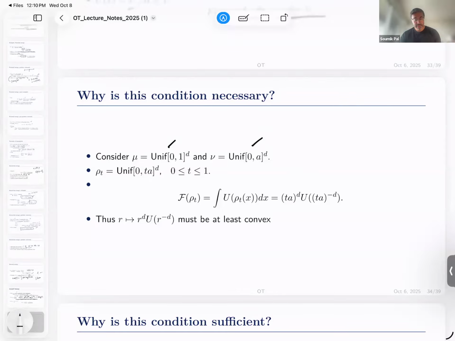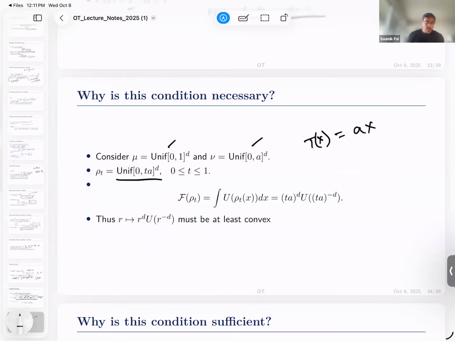What is the geodesic? Well, it's very simple. The map that takes mu to nu is just T of x equal to a times x. That's an affine function, therefore it satisfies Brenier's theorem. It takes my uniform over the unit cube to uniform over the cube of side length a, and therefore my rho t is a push forward by T_t of a uniform, and therefore it's just uniform over a cube with side length t times a. Look into my slides from the previous class, we did this example.